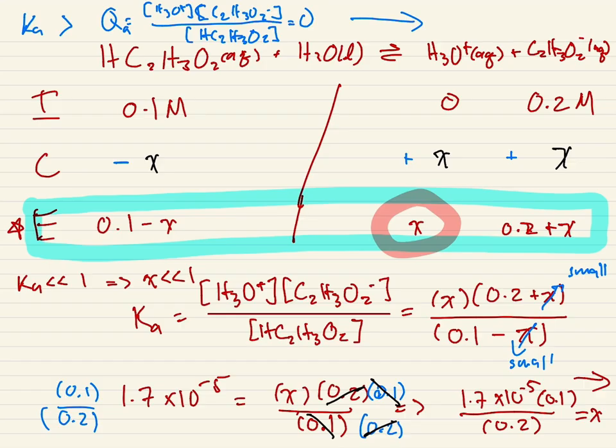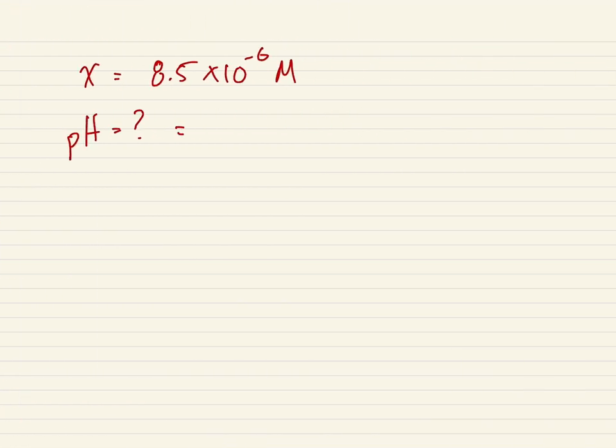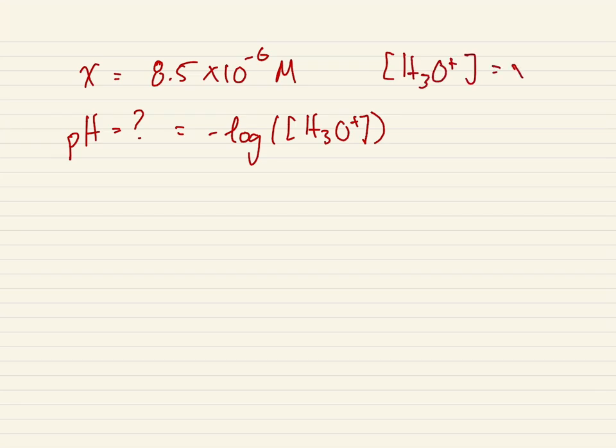So when you plug that back in, that's equal to minus the logarithm of the H3O plus concentration, and our H3O plus concentration is just equal to x. So we get minus the logarithm of 8.5 times 10 to the minus 6. So 8.5 times 10, x to the y, 6 negative, enter, logarithm. We get the pH of the solution is around 6.07.